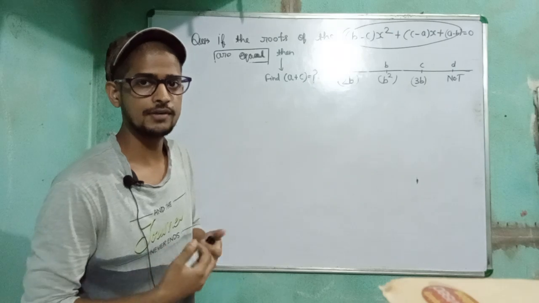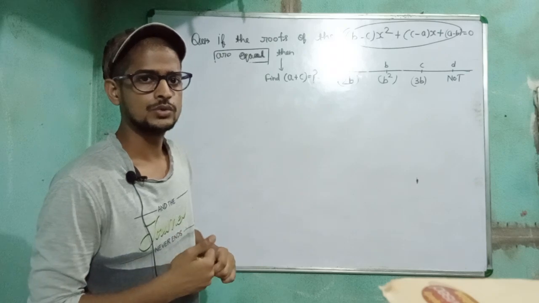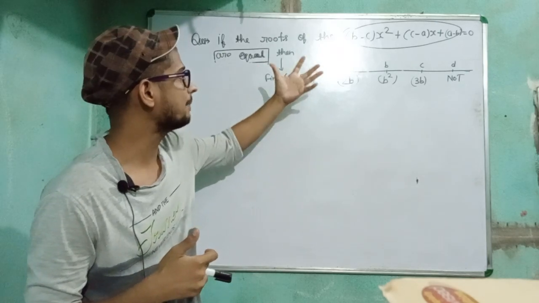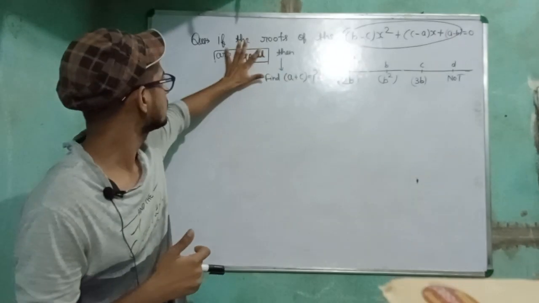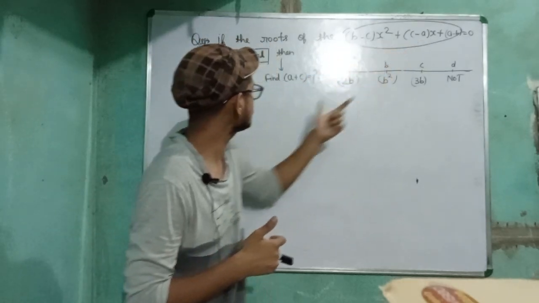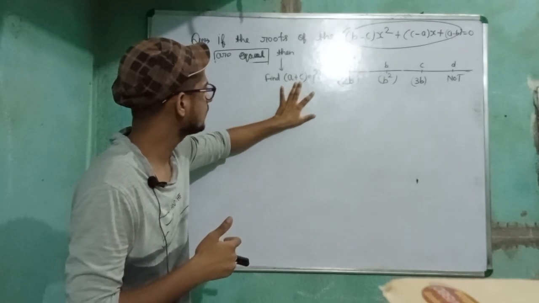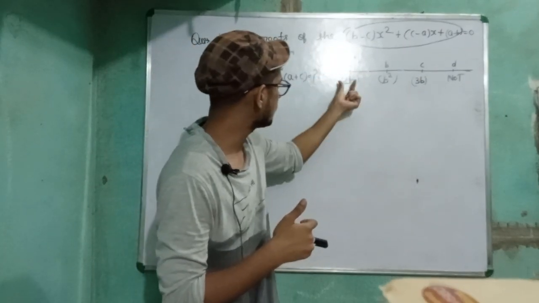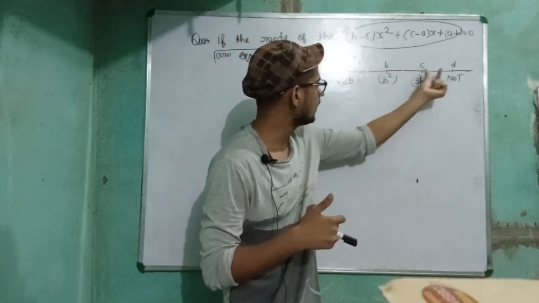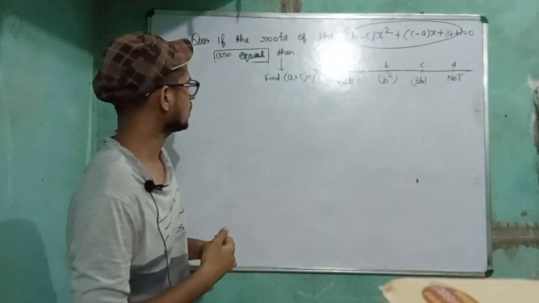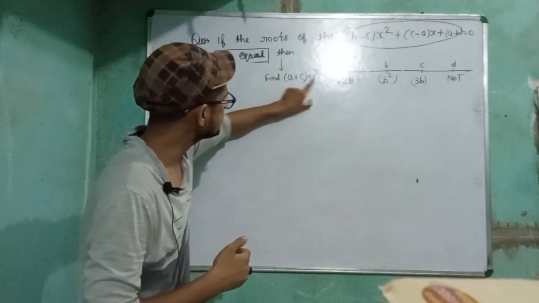So here is a question for you, not a question to directly solve, but a question to closely look into the matter, what is happening over here. The question given on this board is that if the roots of the equation are equal, then you have to find out the value of a plus c. The options are: option A is equal to 2b, option B is equal to b square, option C is equal to 3b, and option D obviously not. We have to find out the value of a plus c in terms of b.